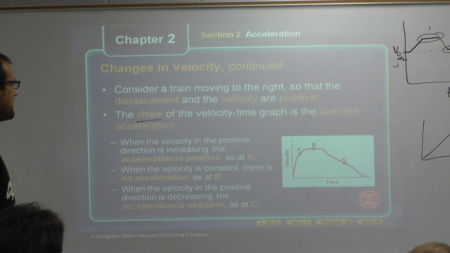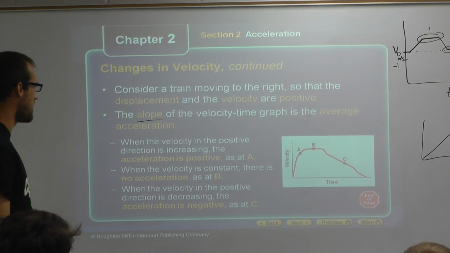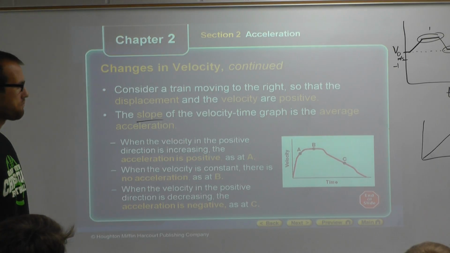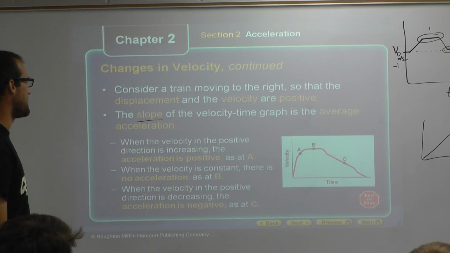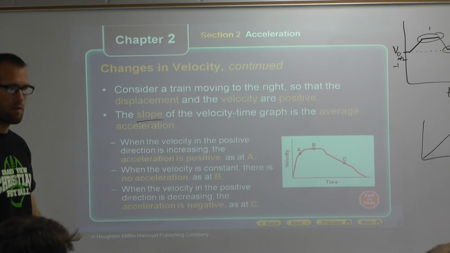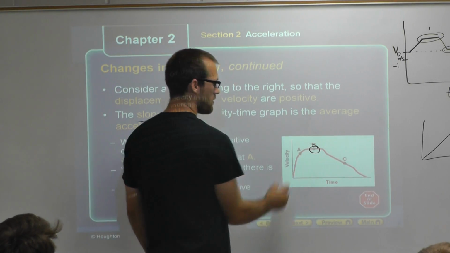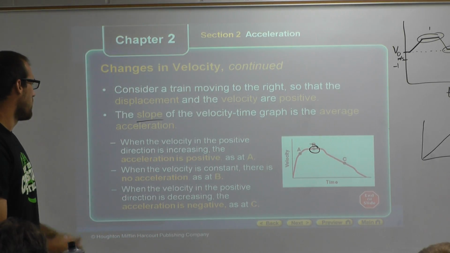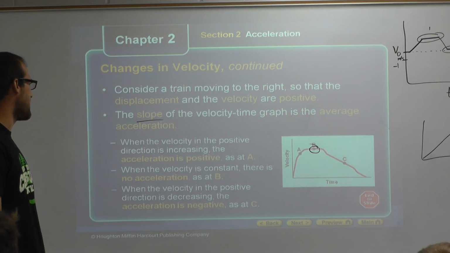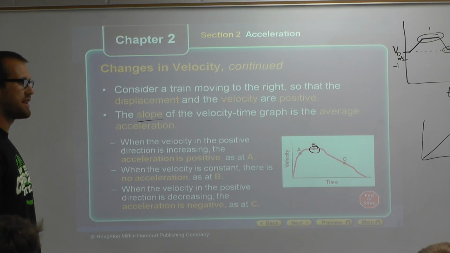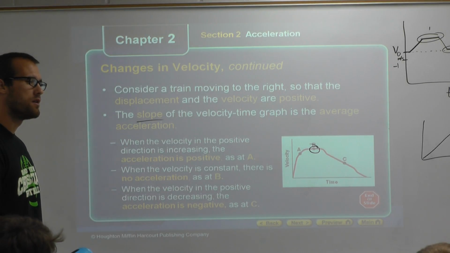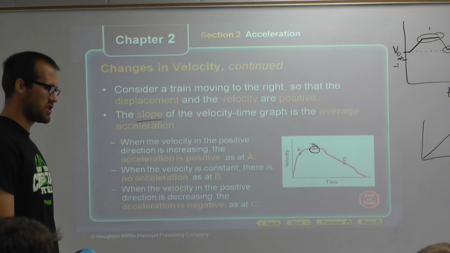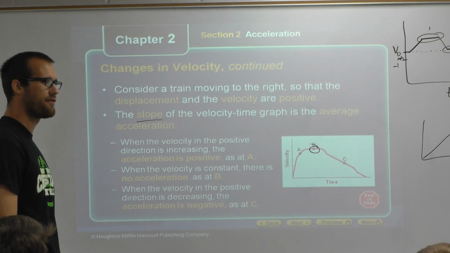It says when the velocity in the positive direction is increasing, your acceleration is positive. That makes sense, right? When the velocity is constant, there is no acceleration. That makes sense too, right? There's no slope here. When the velocity in the positive direction is decreasing, your acceleration is negative.